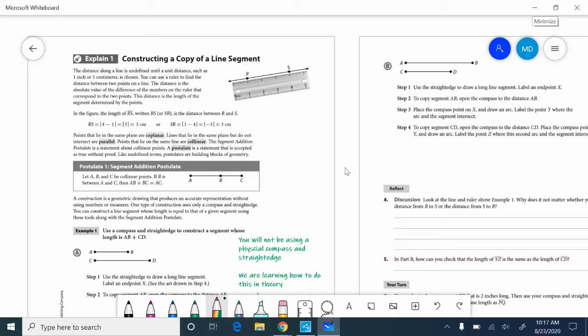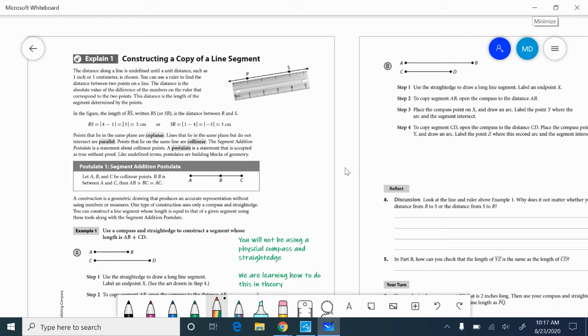Okay, so we are continuing with lesson 1.1. We are now on page 7, and we're looking at how you would construct a copy of a line segment.